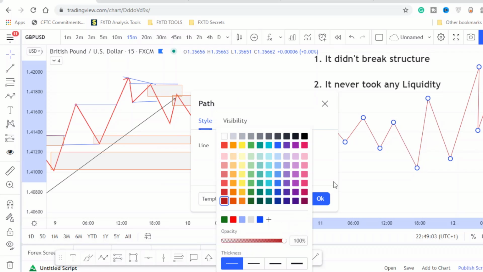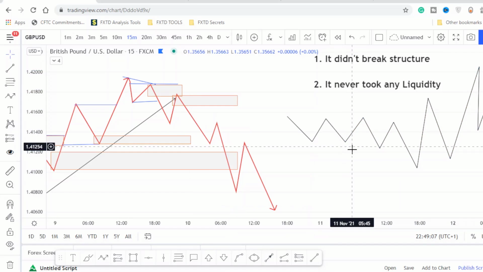I like it this way, but I'm changing this color. Let me change this to black.